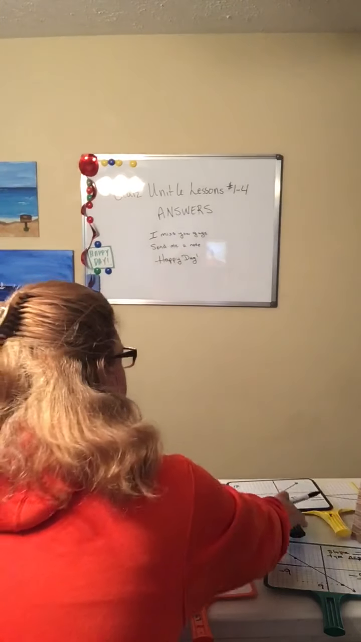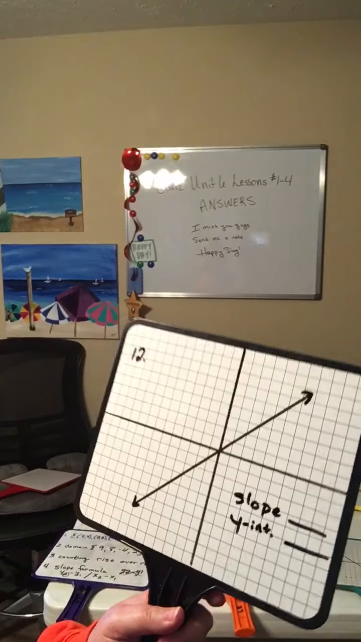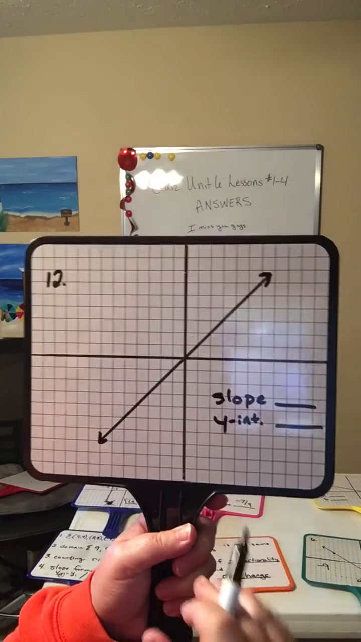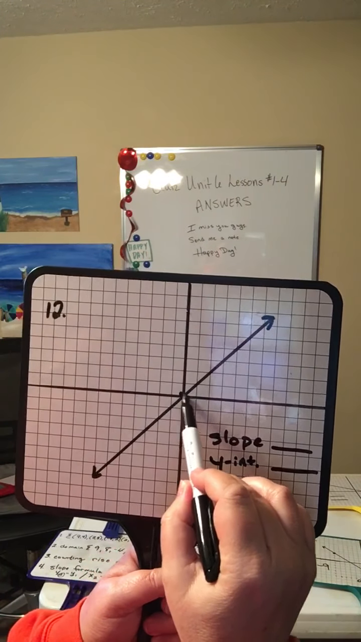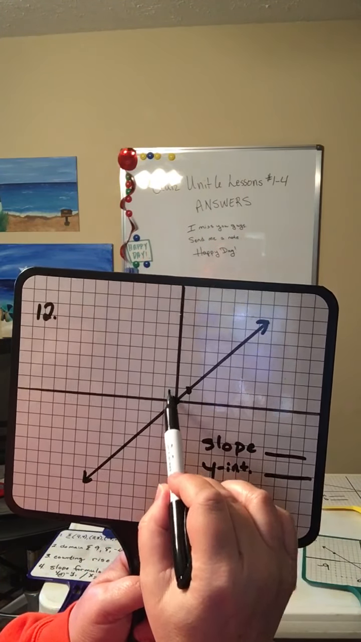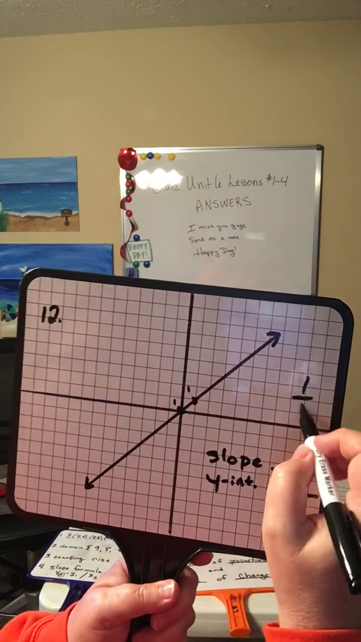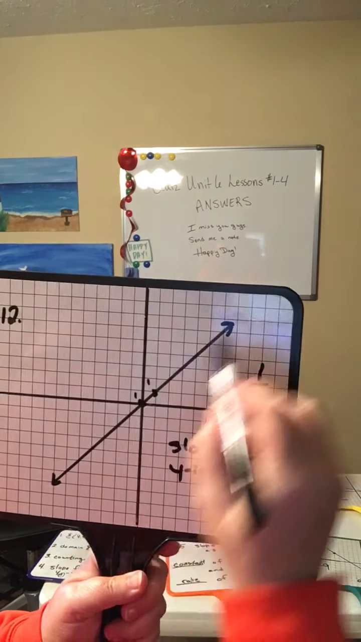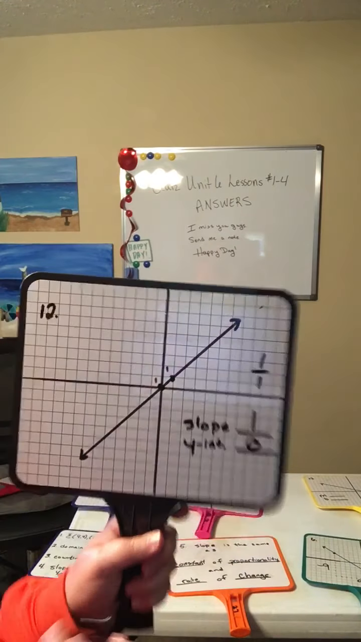Number 12, you just had to bump the whole thing over. All right, here we go. Number 12, we just had to find the slope, so we just had to count. I'm going to go from this point right here to this point right here, up 1 over 1, up 1 over 1, up 1 over 1, rise over run. Slope is 1. Y-intercept, where did it cross the line? At 0. Pretty simple.